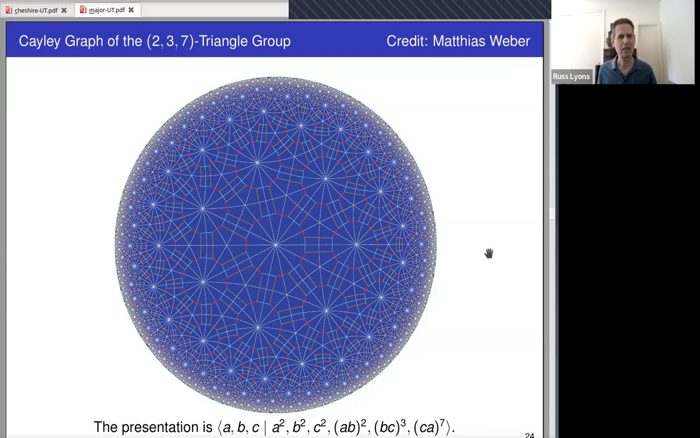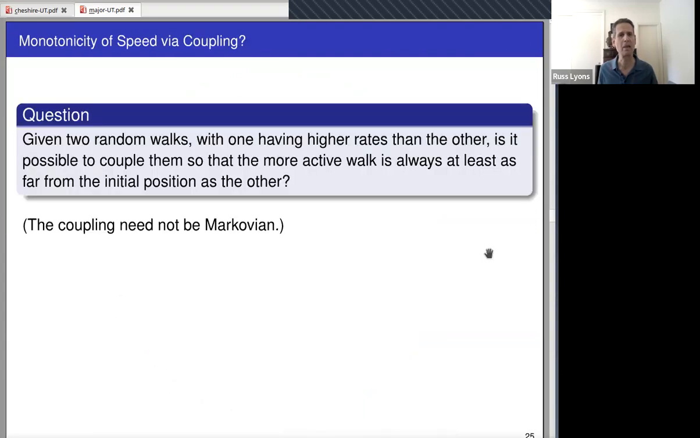It would be nice to answer the question, for example, of monotonicity of speed in the rates. So a nice way to answer it, if we could, would be, given 2 random walks where one has higher rates than the other, could we couple them so that the more active walk is always at least as far from the initial position as the other?